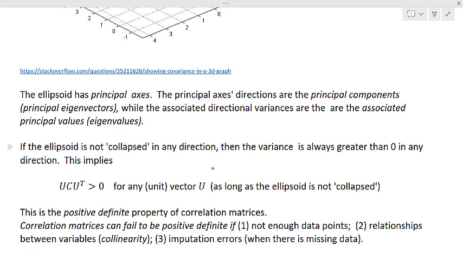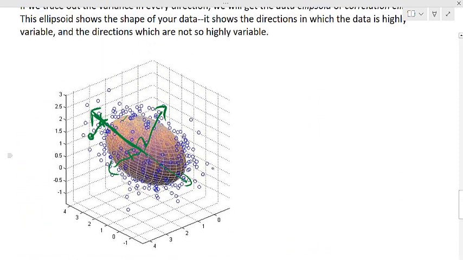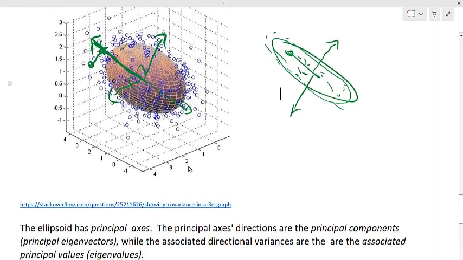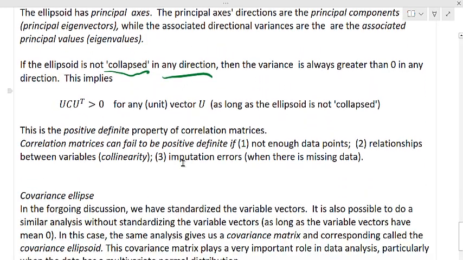Now, if the ellipsoid is not collapsed in any direction. Now here you can see that this is a robust cloud. It has 3 dimensions. Now suppose this ellipse was collapsed down to a pancake. Right? In that case, I can try to draw a pancake. Okay, suppose all the data was in one plane. All right? Then what about the variance in the direction perpendicular to the plane? Well, the variance would be 0, because there's no variation. All the data is exactly in this plane, so the projection of all these data points is 0. All right, in that case, it's not true that U transpose C U is always greater than 0.